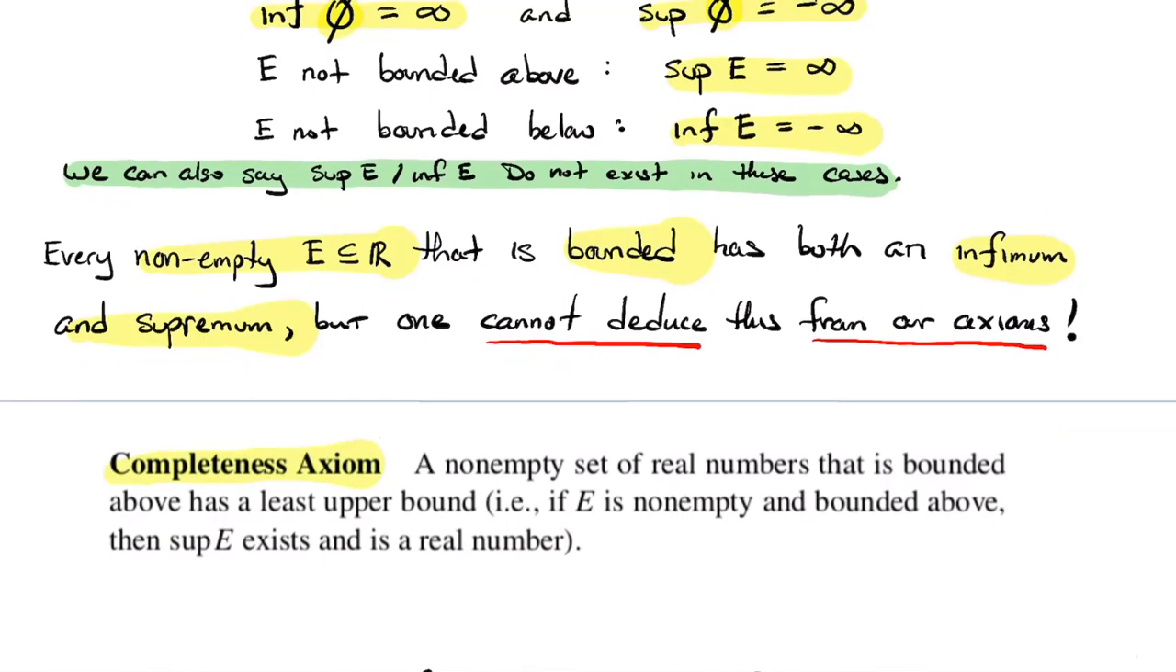But the completeness axiom says that if you have a non-empty set of real numbers called E, and it has an upper bound, then it has a least upper bound. So if it's non-empty and bounded above, the sup of E exists and is a real number. From this, we can prove that if it's bounded below, the inf of E exists and is a real number. It's going to be part of the exercises I'm going to ask you to think about. So the completeness axiom says that any non-empty subset of real numbers bounded above has a least upper bound.